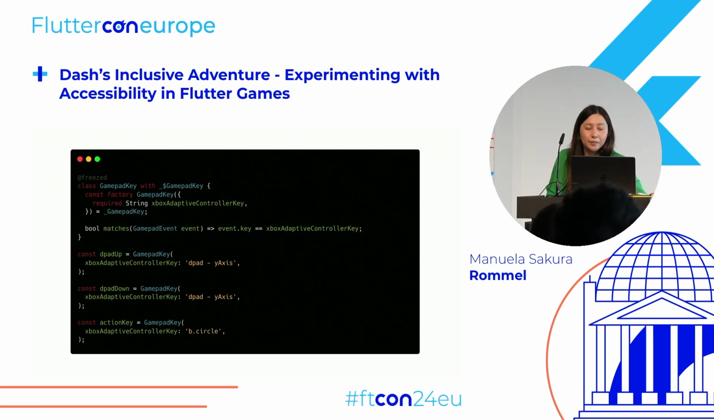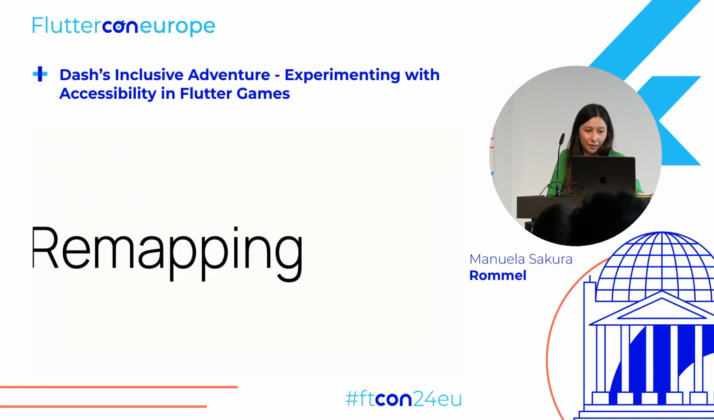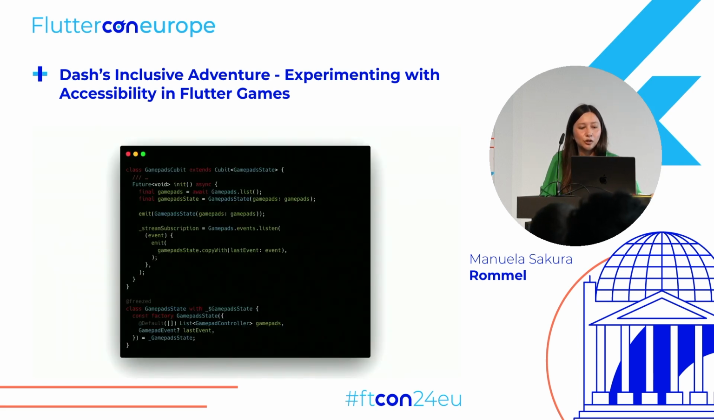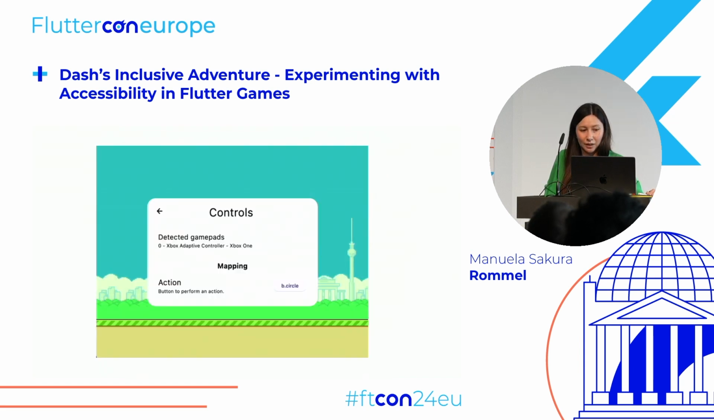So I wrote this code, and this class represents the keys we want to handle in our app. And it enables us to map the game functions to a key on different controllers. So now let's get to the remapping. We want to show the user which controllers are available and also keep track of which was the last controller key that was pressed. For that, there's a simple cubit.